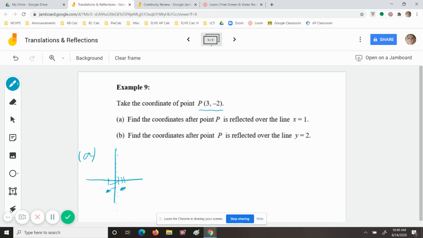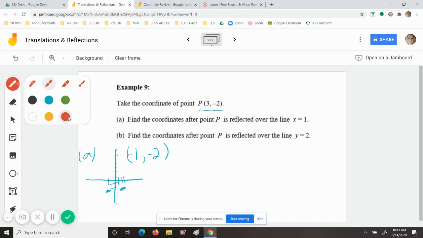Our y-coordinate stayed the same. Our y-coordinate stayed -2. Our x-coordinate is the one that changed. Just like when we talked about a y-axis reflection, okay? Y's stay the same, but our x's are going to change. So now we're going to have the coordinate. Think about what we did. X was 3. When we flipped it over the line x = 1, we went 2 units to the left to get -1 for our x, and our y stayed the same at -2.